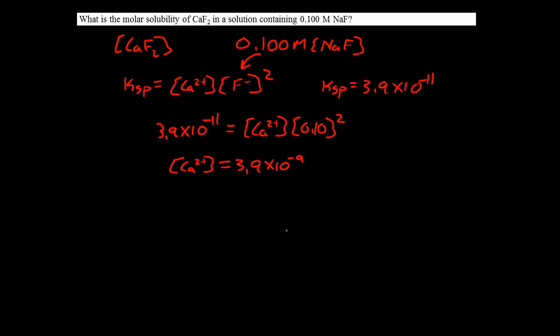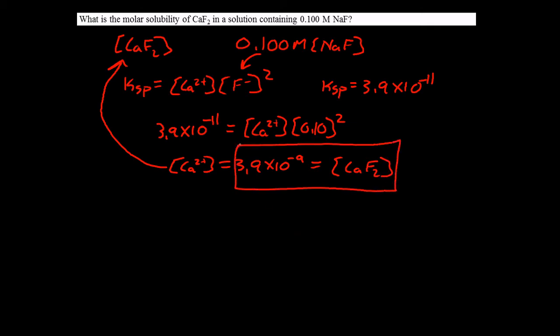Now, if you're thinking, but I don't want the concentration of calcium, I want the concentration of calcium fluoride, we need to remember, whatever the concentration of calcium fluoride is, because we only get 1 calcium for every calcium fluoride that dissolves, this is actually also the concentration of calcium fluoride. So that actually is our answer. 3.9 times 10 to the negative 9 molar is the concentration of calcium fluoride. And again, that's because it's a 1-to-1 ratio here. For every one of these we have in solution, we are also going to have 1 calcium. So it's the same number.